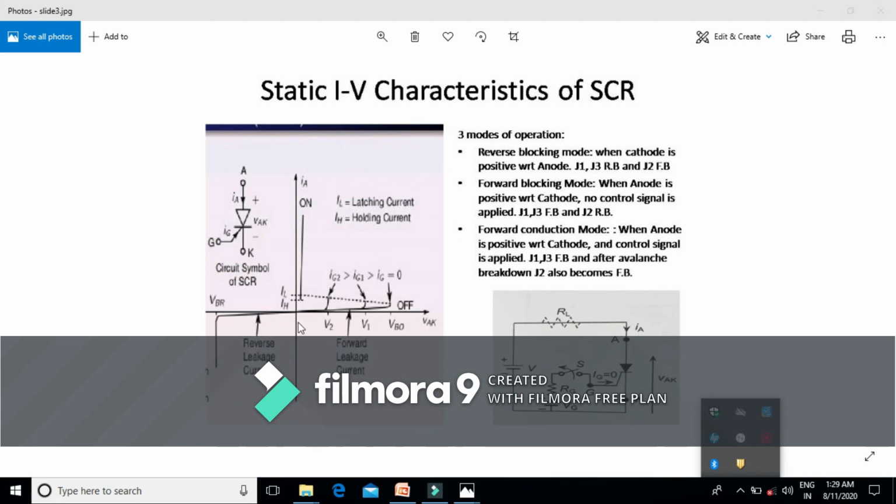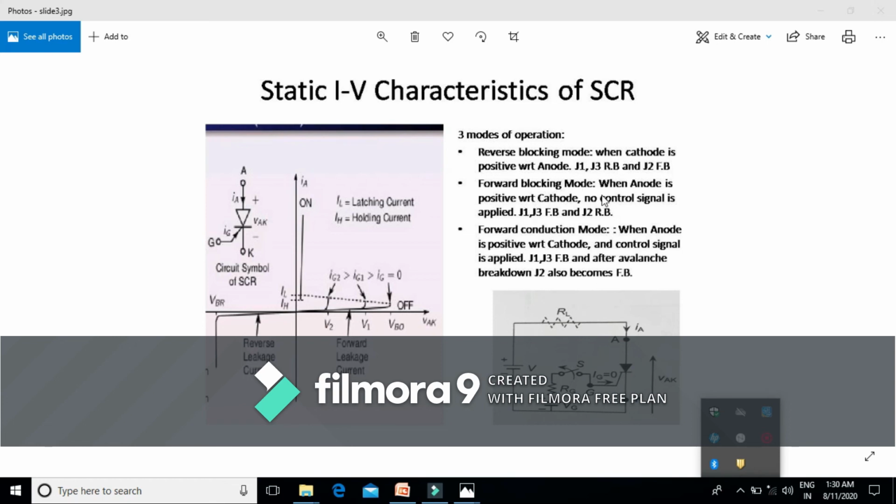Here the current is just like a leakage current, until and unless the reverse voltage increases beyond the breakdown voltage, then breakover occurs across junction J3, and this results in a large amount of current which may destroy our SCR. Another is the forward blocking mode. In this mode, anode is made positive with respect to cathode, and no control signal is applied. Junctions J1 and J3 are forward biased, and junction J2 is reverse biased.